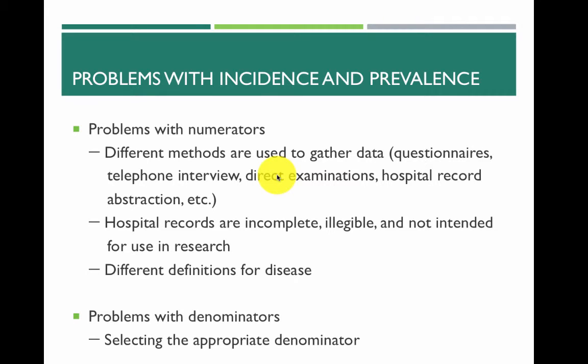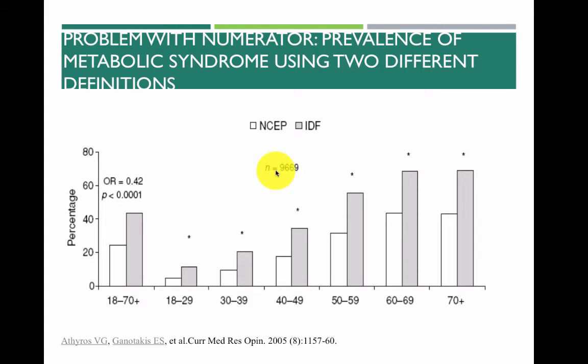So when you're comparing prevalence or incidence rates across populations, you should also be thinking about the differences in methodology that could lead to those differences. So they might not always reflect true differences in disease status, but rather differences in the method of ascertainment. This is an example of a problem with the numerator.